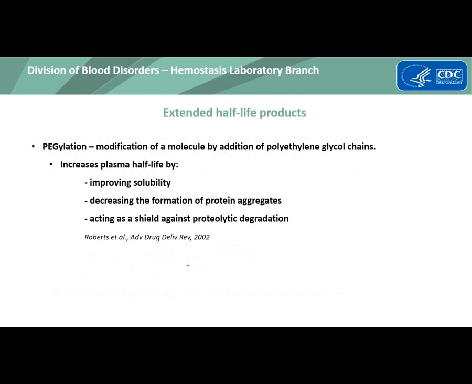A second main type of strategy used to extend a product half-life is pegylation. And pegylation is a modification of a molecule by addition of polyethylene glycol chains. And pegylation increases plasma half-life by improving solubility, decreasing the formation of protein aggregates, which is likely a byproduct of improved solubility, and then also acting as a shield against proteolytic degradation. So in our case, then, this would be by turning off the off switch.